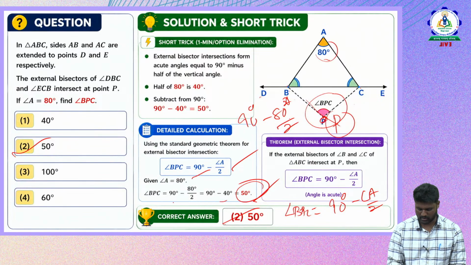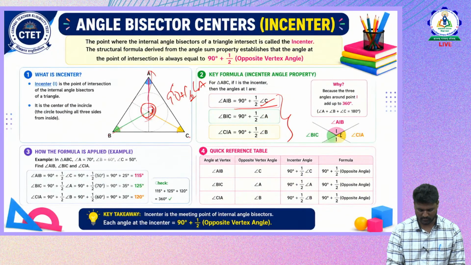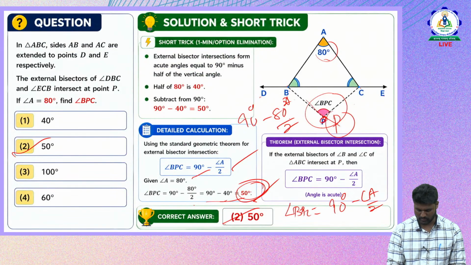Okay, so we know the formula: angle BPC is equal to 90 degrees minus 80 degrees by 2. When you simplify this, we'll get the value. So option 2 is the correct answer. Just remember the concept of angle bisector centers and these formulas, and then we can easily solve.